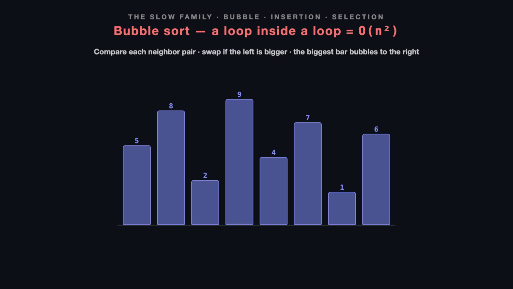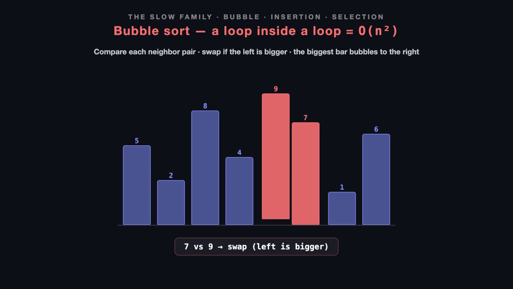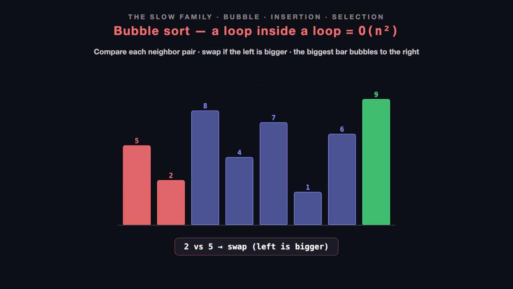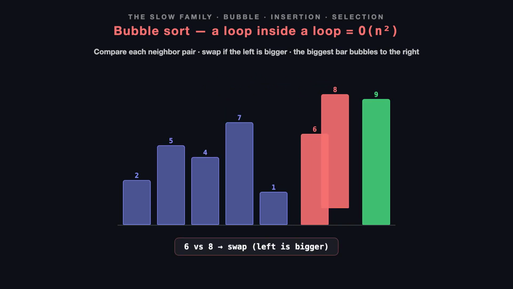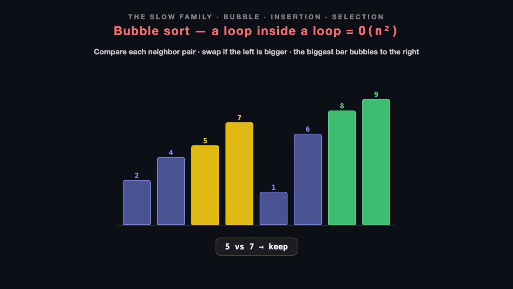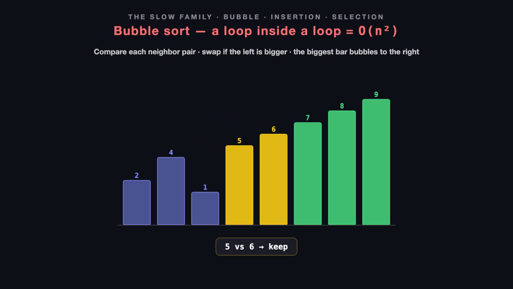Let us start with the simple, slow family, the ones you would invent yourself on day 1. Bubble sort, insertion sort, selection sort. They all share one shape, a loop inside a loop. Watch bubble sort. Walk along the row, compare each pair of neighbors, and if the left one is bigger, swap them. Do that all the way across, and the single biggest bar bubbles up to the far right, locked in place. Then you do it again for what is left.